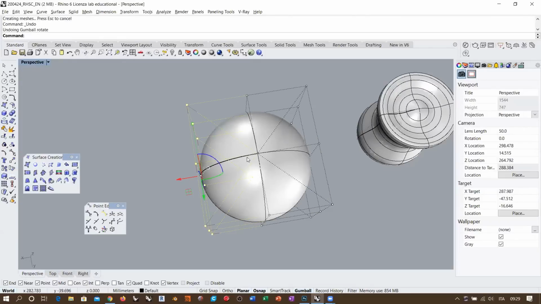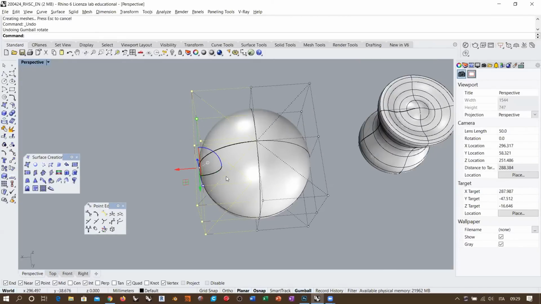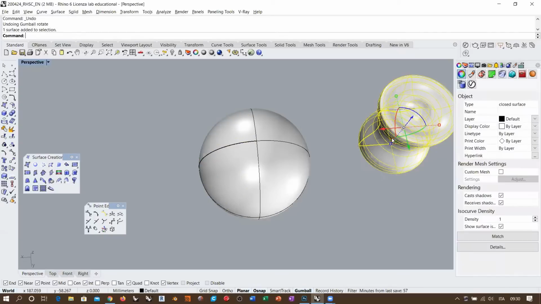So if you want to deform the shape of the sphere, you must take into account this particular property, which is the faces of the topological cube of this object. And the same happens to this one.